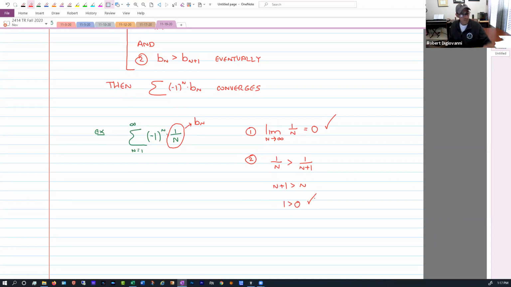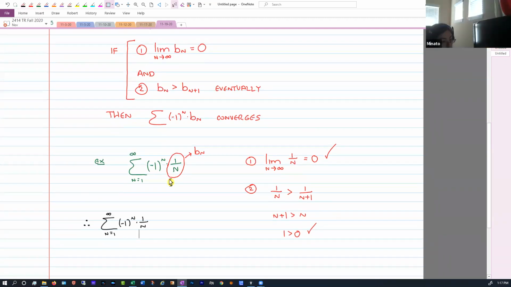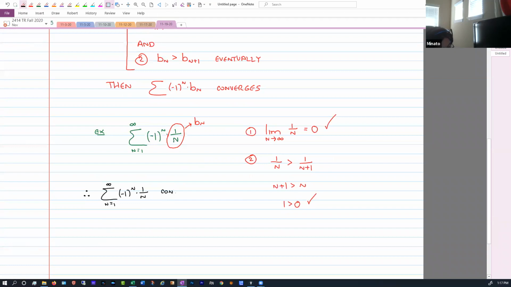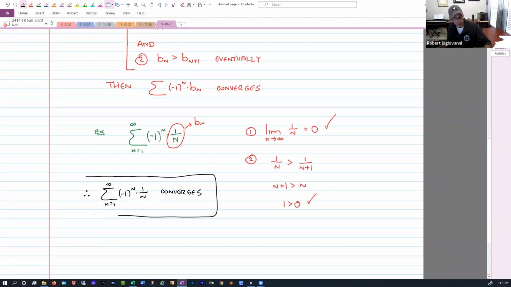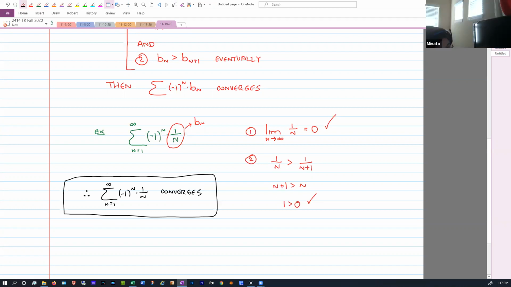So that's it. According to the alternating series test, therefore, this series does what? Converges. We don't know what it converges to, but we know it converges. So for this test, we can only know if it converges, but we won't know if it diverges.